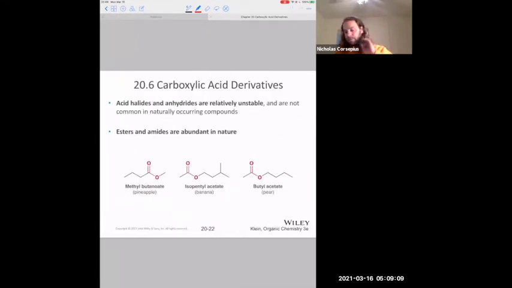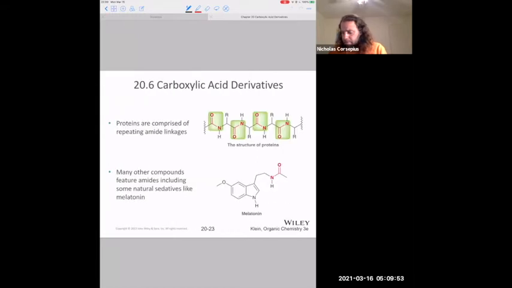The acyl halides and the anhydrides are relatively unstable, so you don't find them very often in nature. However, that makes them great for synthetic chemistry, right? They're very reactive, meaning that we can start with them and go down a lot of different paths. So they are actually quite powerful. Esters and amides are very abundant. Esters tend to be the good smelling compounds that we see that are found in all of nature's flowers and fruits. In your lab, you synthesize isopentyl acetate, which is naturally found in bananas.